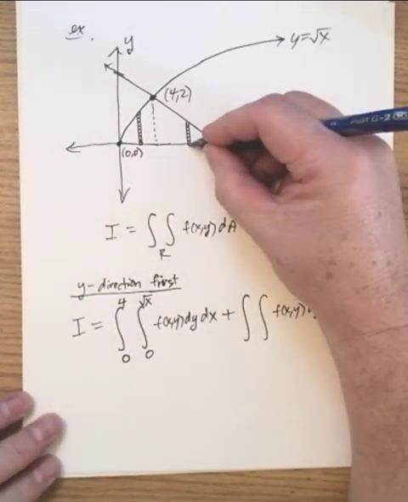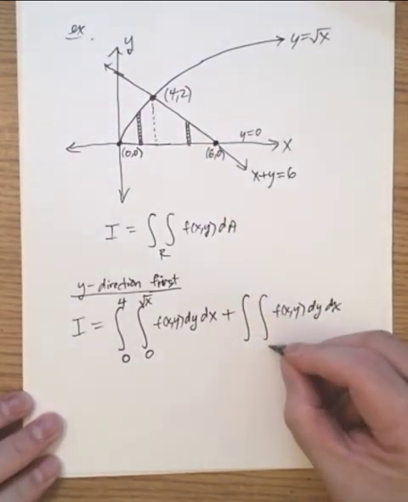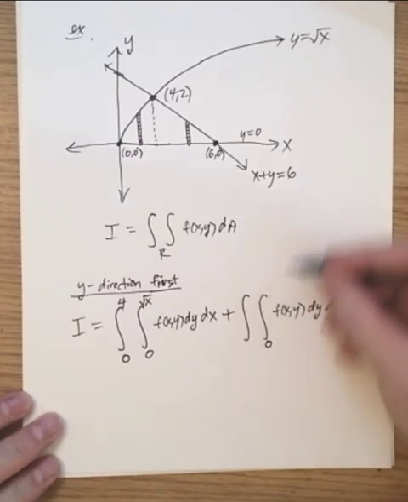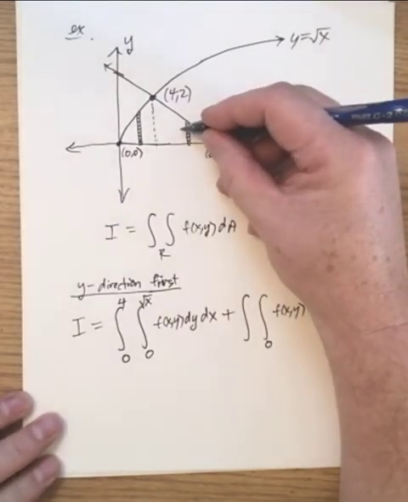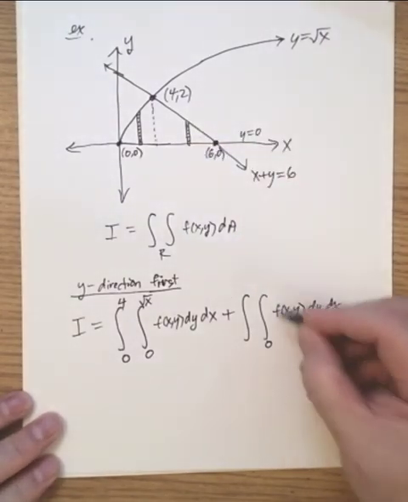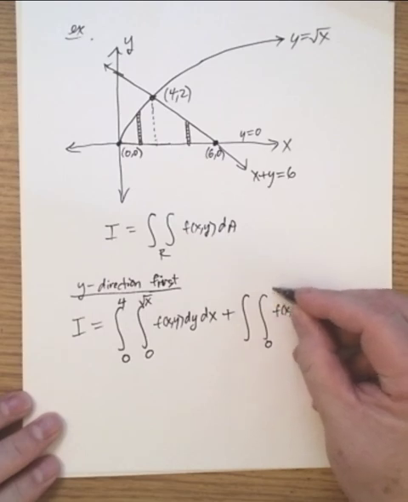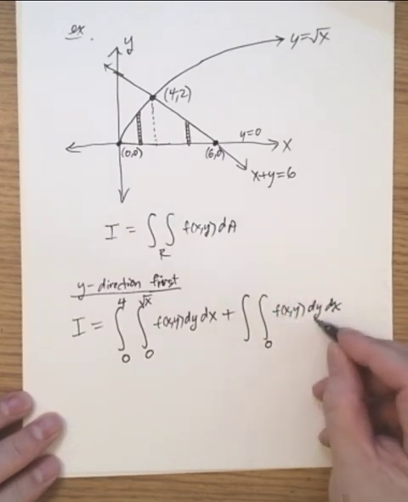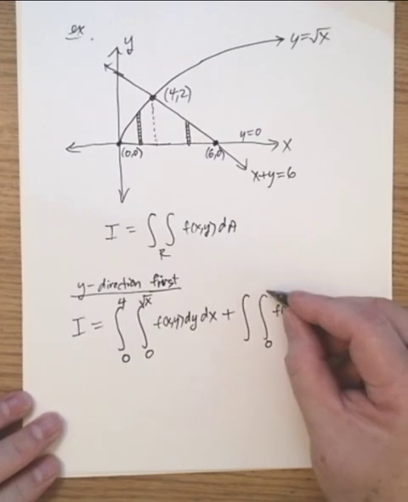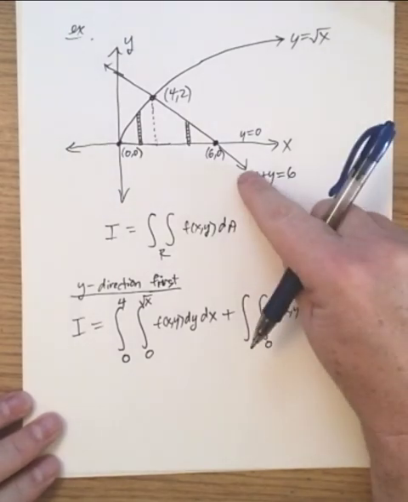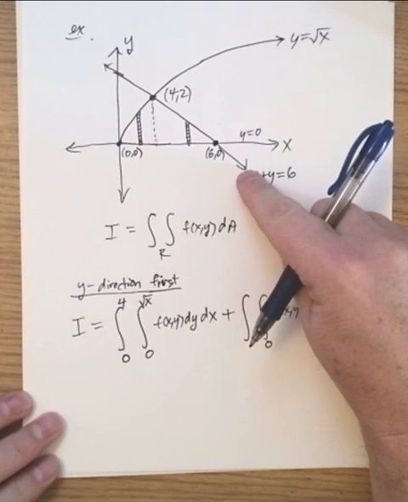Where is y going from and to here? Y is going from 0. Now, I'm certainly not integrating over a rectangle here, so if this is constant, this is going to have to be variable. And since I'm integrating out y, when I say variable, it's going to be a function of what? X.